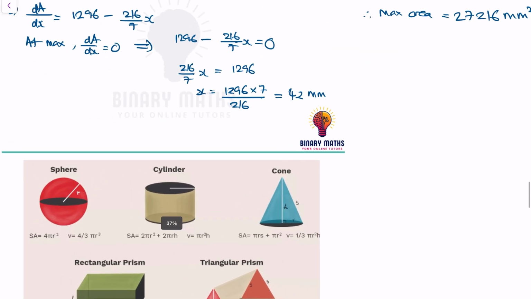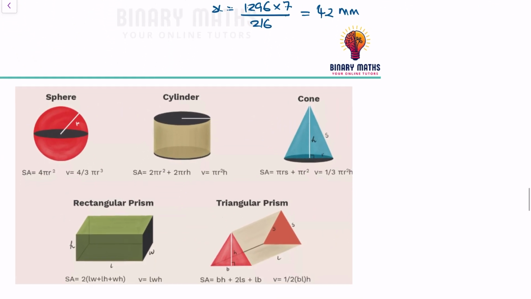And as a last bit, just to keep in hand, they won't give you this formula in an exam. These are some formula that might come useful when you're looking at surface area and volume of 3D shapes.